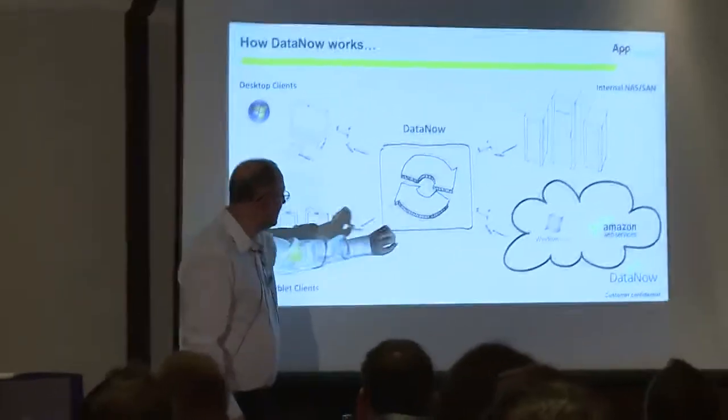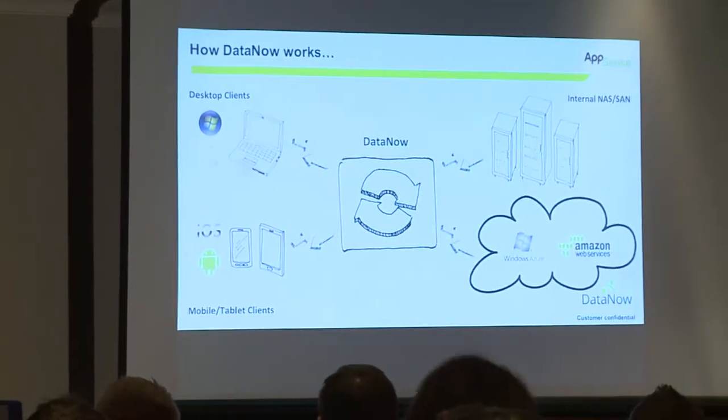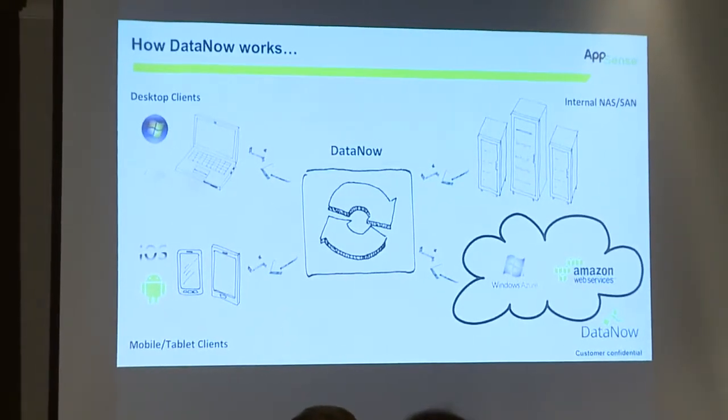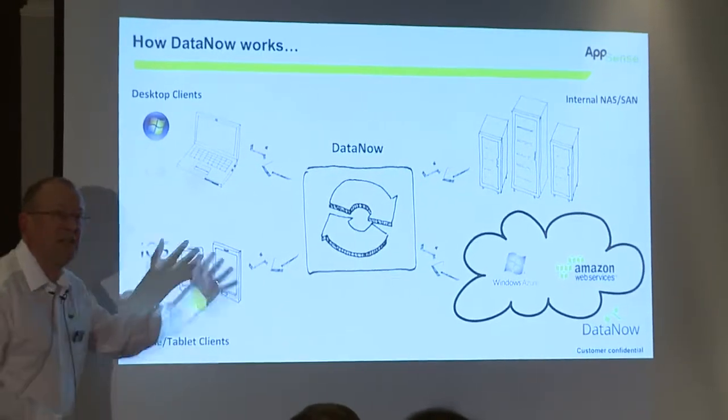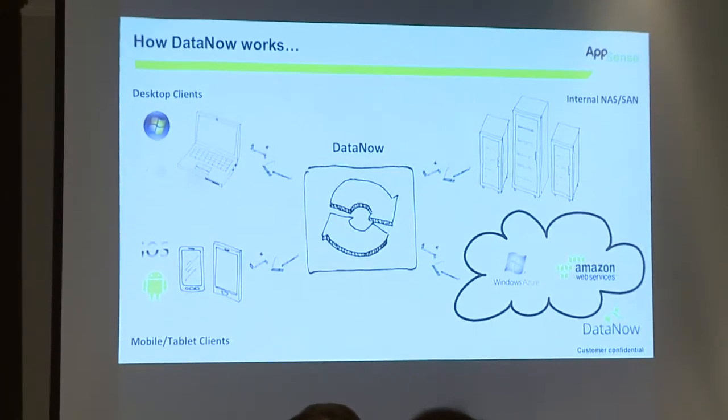So, how does it work? What we do is very easy: we drop a hardened virtual appliance in the DMZ, it links into your AD for authentication, and that's pretty much it. You log into it, you get access to your drive.